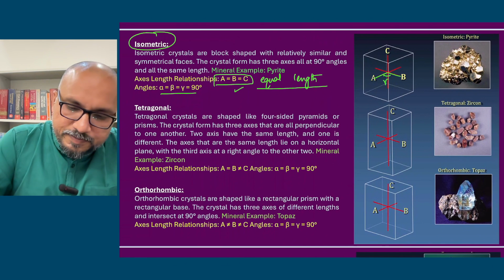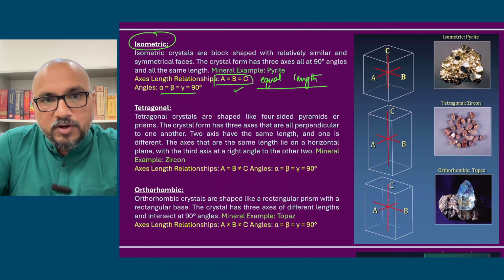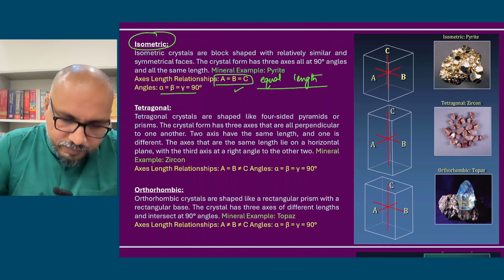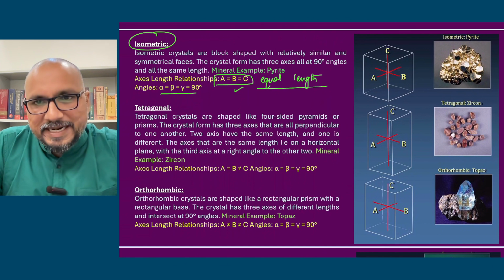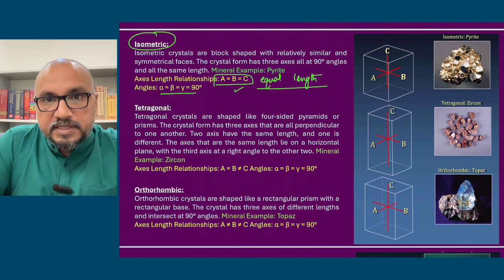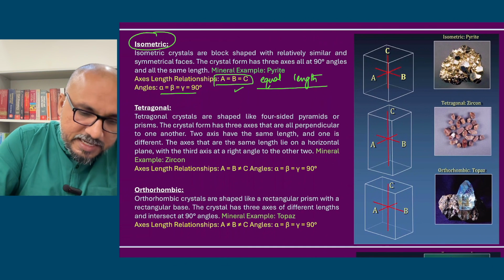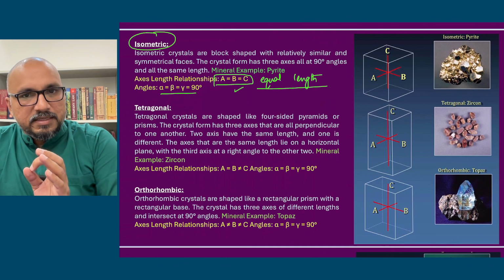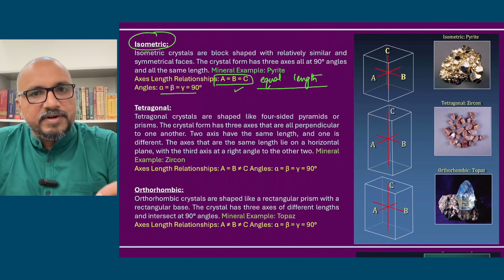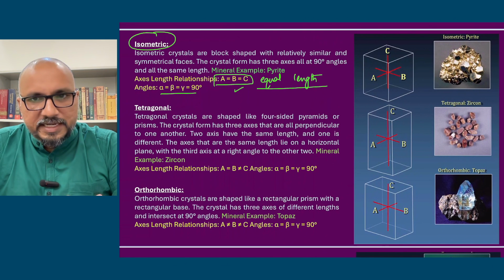So here alpha is equal to beta is equal to gamma is equal to 90 degrees. All the three axes A, B and C axis, they are mutually perpendicular to each other. For example, here pyrite is given, so pyrite is an example which crystallizes under this particular system. So remember these. Okay, in isometric system, A, B, C crystallographic axis have equal length. Angle between them, alpha, beta and gamma, is 90 degrees. They are mutually perpendicular to each other, all the three axes.